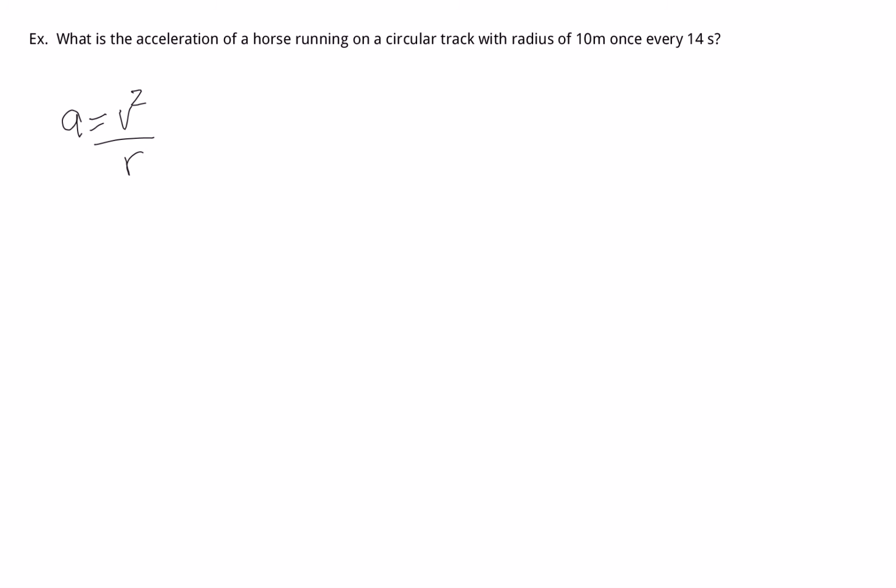Okay, so let's look at an example. We have a horse running around a circular track. The question is asking what's its centripetal acceleration if the track has a radius of 10 and it takes the horse 14 seconds to go around the track. So we use our formula for acceleration, v squared over r. But you can see in this case we don't know the velocity, so we have to find the velocity first. So that'll be 2 pi r over T.